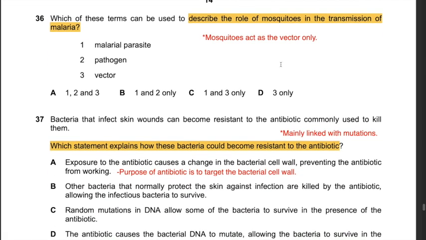Question 36. Which of these terms can be used to describe the role of mosquitoes in the transmission of malaria? 1. Malarial parasite. 2. Pathogen. 3. Vector. The role of the mosquitoes is just to act as a vector only. Therefore, terms 1 and 2 are incorrect because the question refers to the role of mosquitoes. And the role of mosquitoes is to act as a vector, leaving us with the answer being D, 3 only.